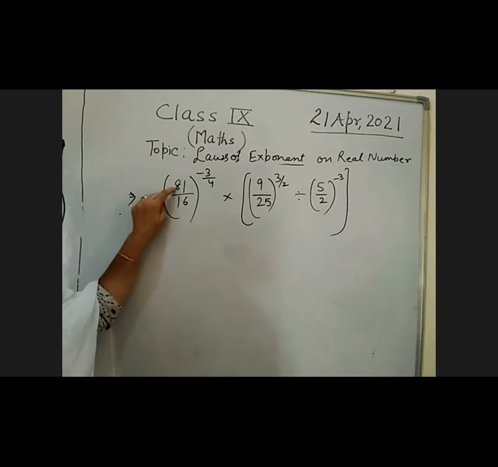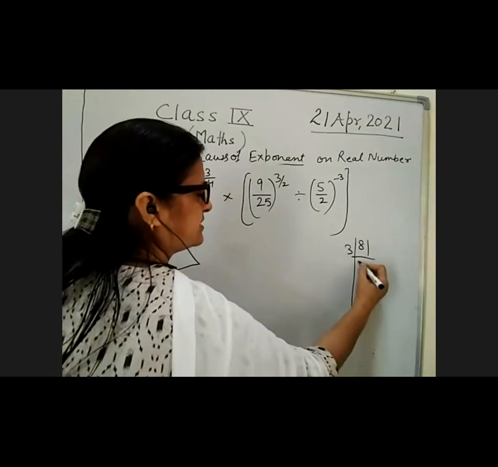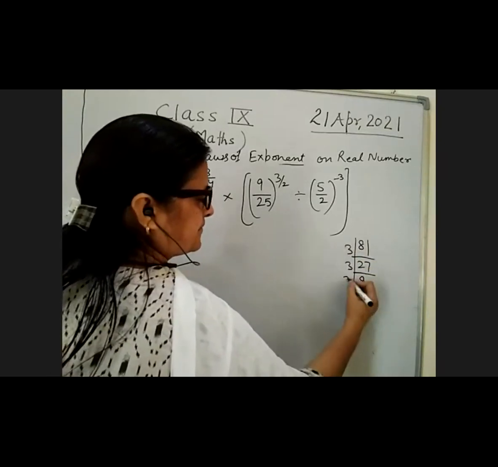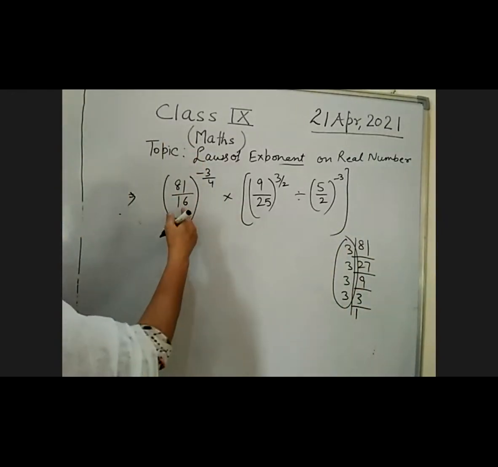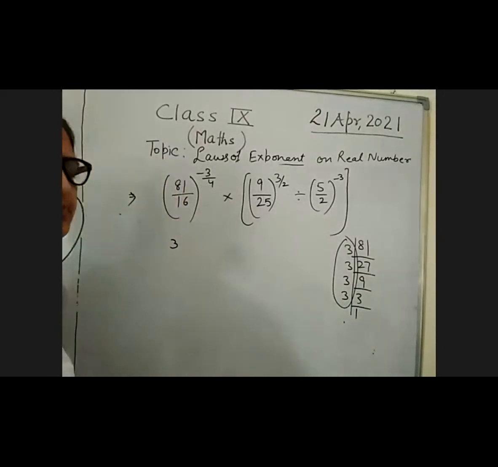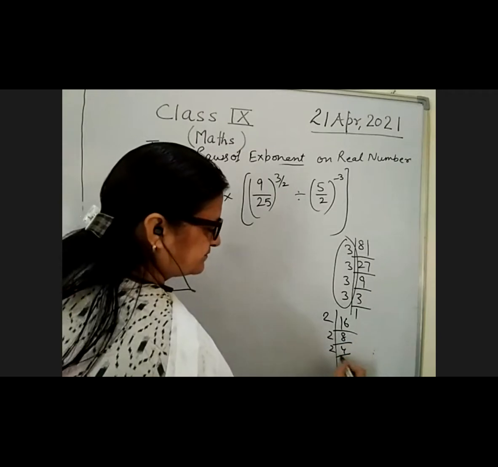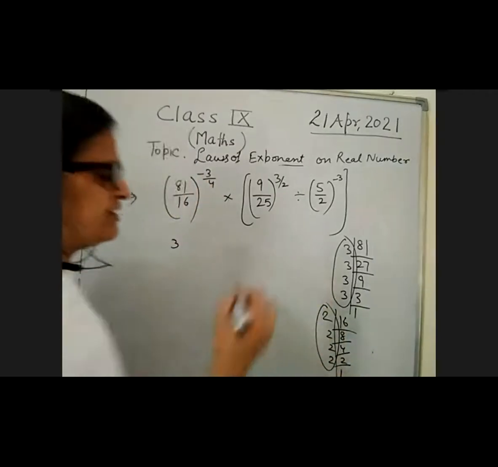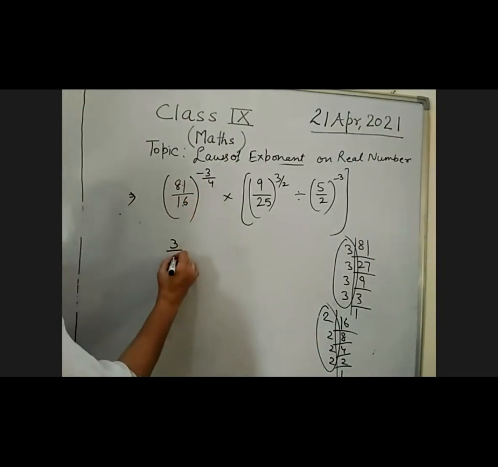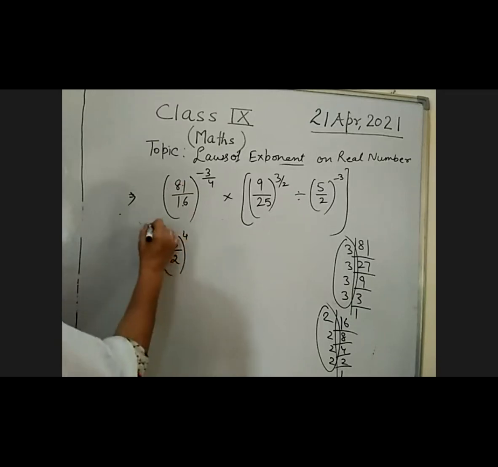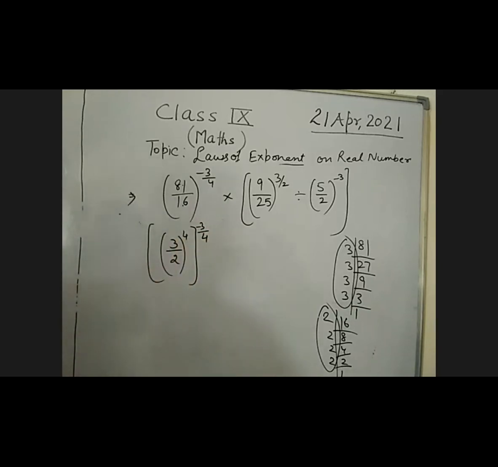First, take the prime factorization of 81. 3 raised to the power 4, and 16 is 2 raised to the power 4. Take the prime factorization. So 3 raised to the power 4 upon 2 raised to the power 4. It means this is equal to 3 upon 2 raised to the power 4. And again your power is given minus 3 upon 4.